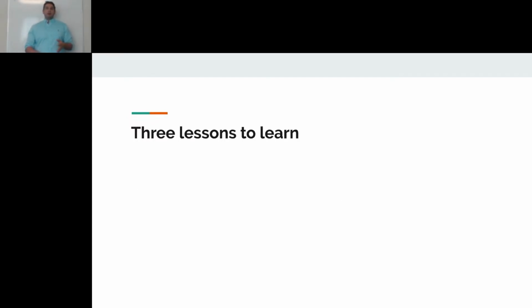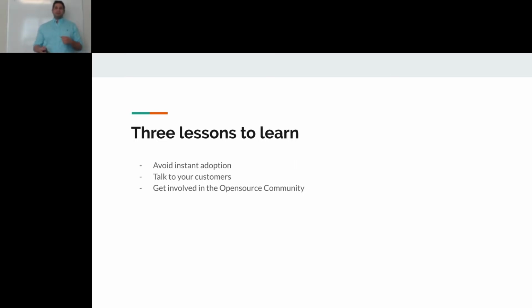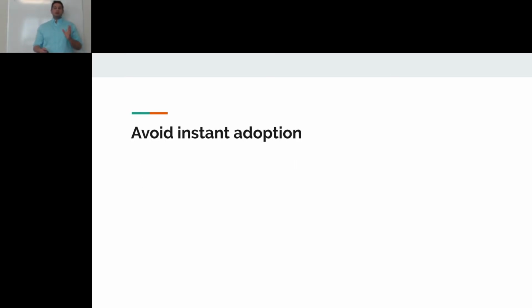So using open source in ARC is a big advantage. It has lots of advantages, but there are 3 main lessons to learn when using open source in advanced research computing, which I've learned over the years. The first one is avoid instant adoption, the second is talk to your customers, and the third is get involved in the open source community.